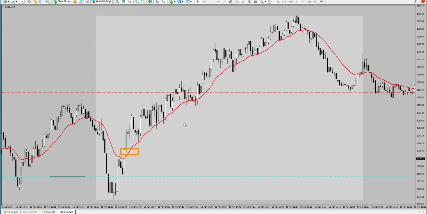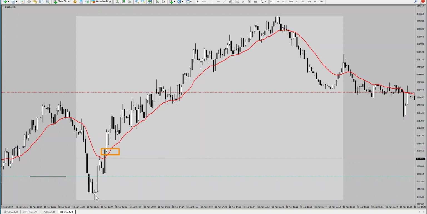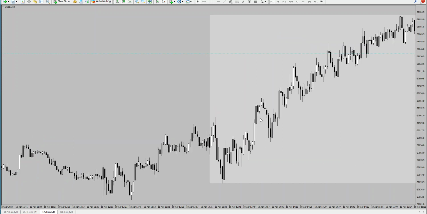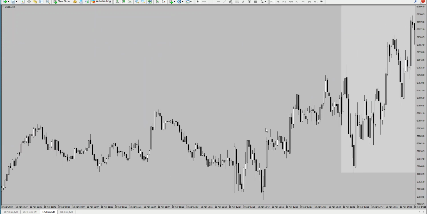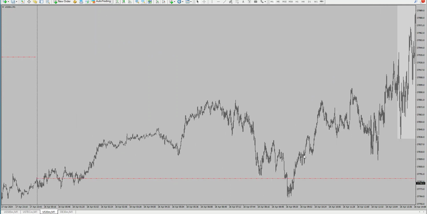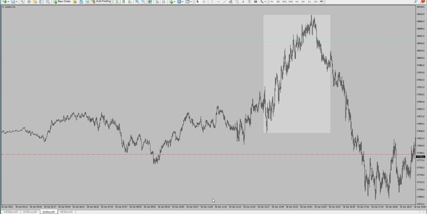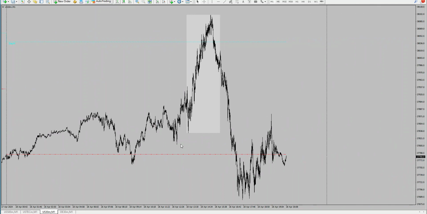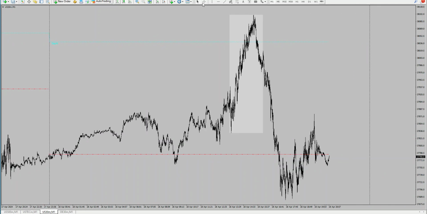Let me show you something else. Let's now go to US 30. I want to show you something very crucial. I'm going to squeeze this. You see now I've squeezed this. Look at this.